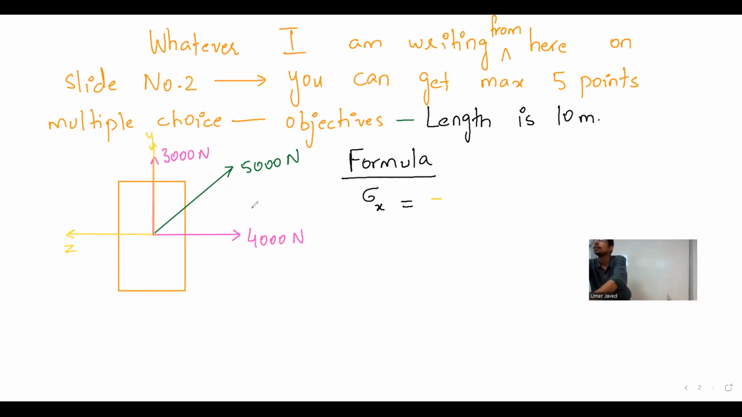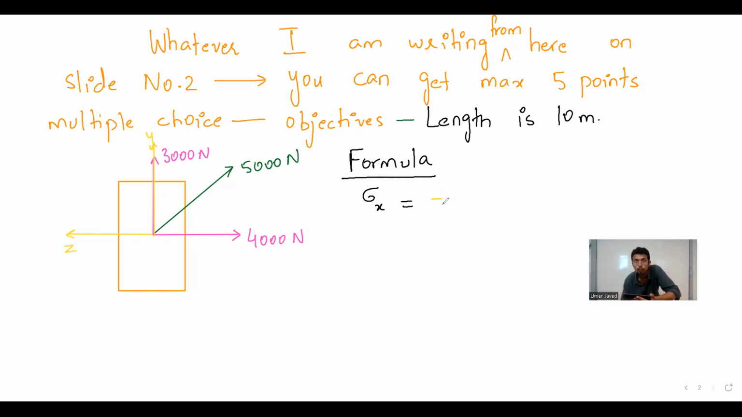If I just ask you how this 5,000 Newton would bend the beam, your answer will be not only will it bend like this, it will also bend it like this. So there will be a somewhat mixed bending. Do you get my point? So actually the formula is axial. Exactly, very nice.